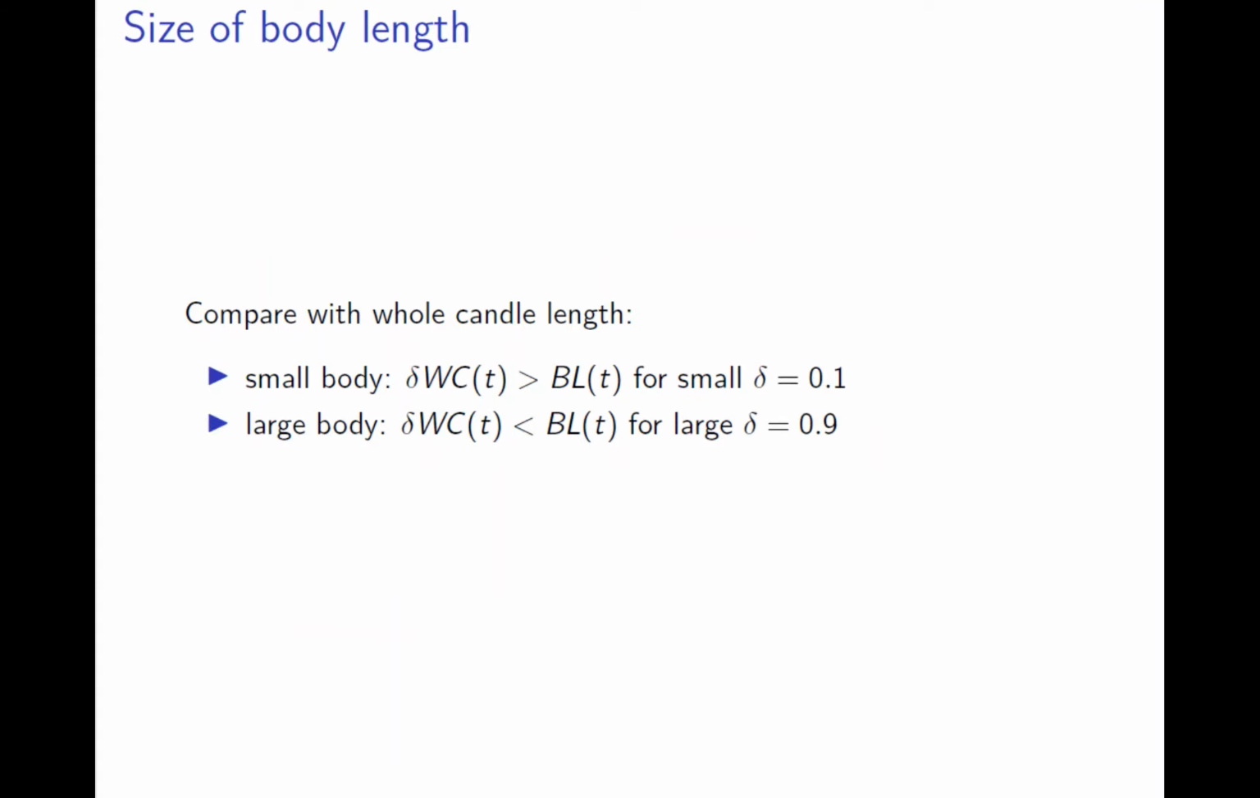So let's define the size of the body. Sometimes we compare the body with the candle length. When you say the body of the candle is very small, you compare it with the whole candle. It's small if delta times the whole candle length is bigger than the body length. If you multiply the whole candle by a small quantity, it's still bigger than the body length, so it's a small body. On the other hand, if a large proportion of the candle is less than the body length, then it's a big body.